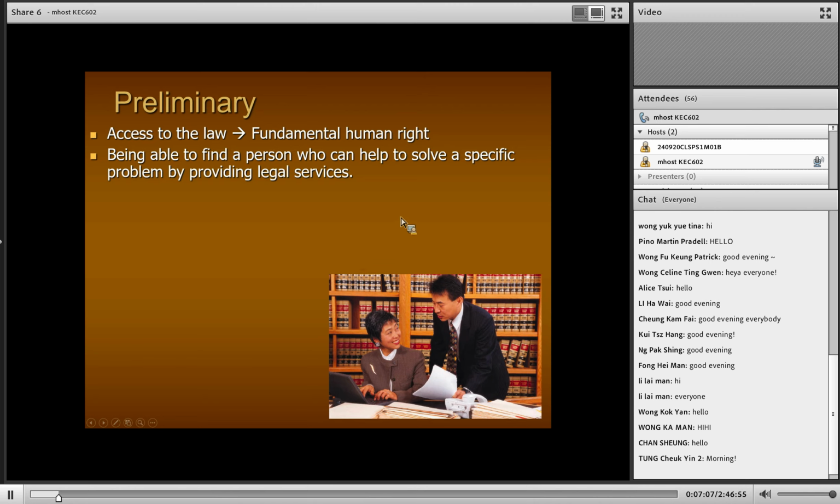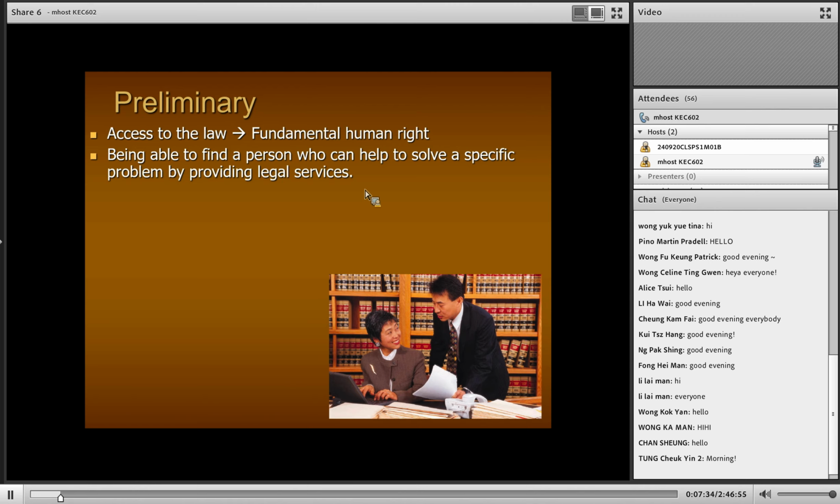Especially urgent is a criminal case. For example, if someone is arrested, usually we want the lawyer to come as quickly as possible. That is the meaning of access to the law. Usually civil cases may not be so urgent. For example, if you want to sue someone, usually you are not so eager to do the job immediately.